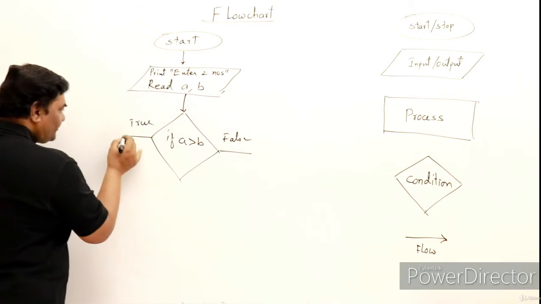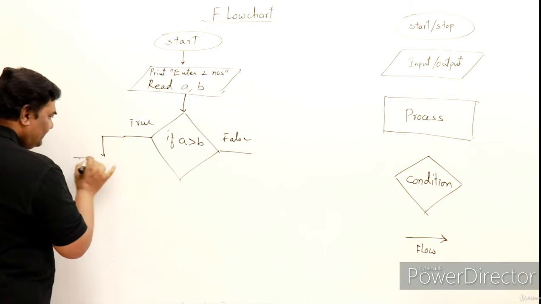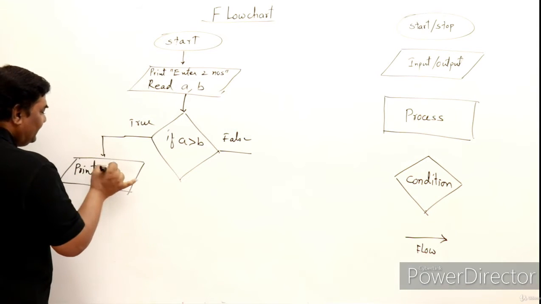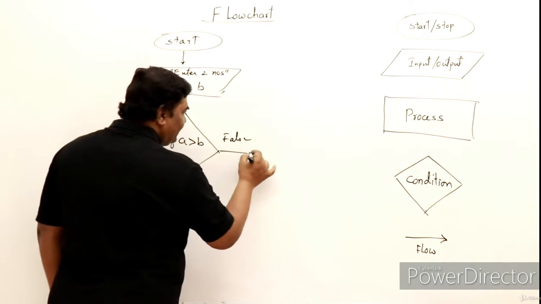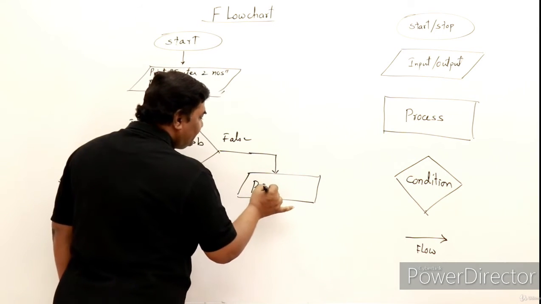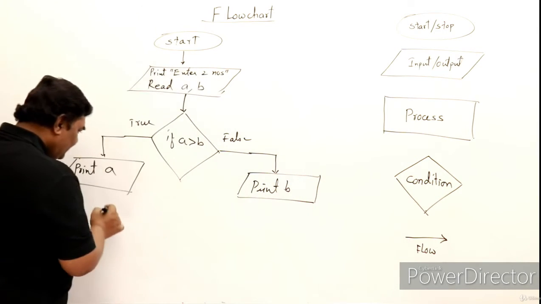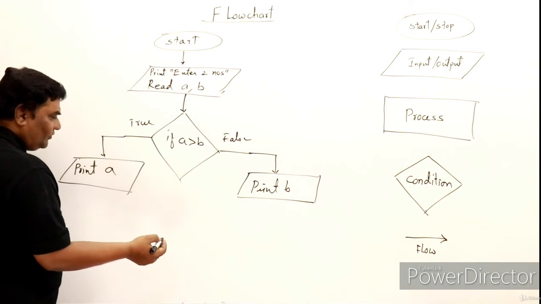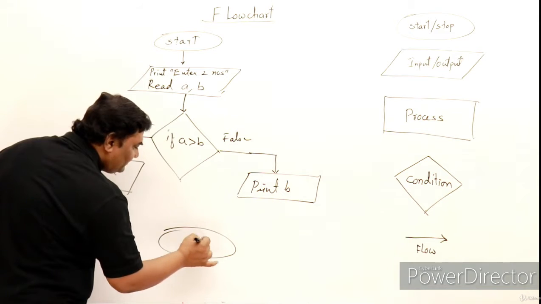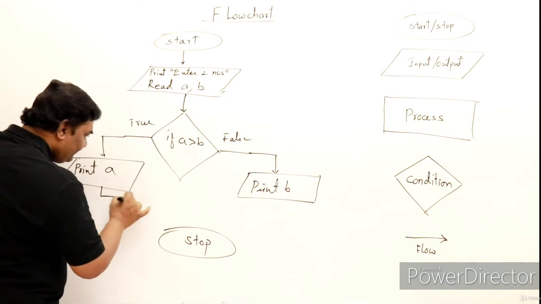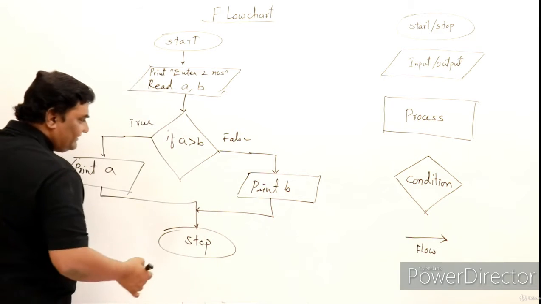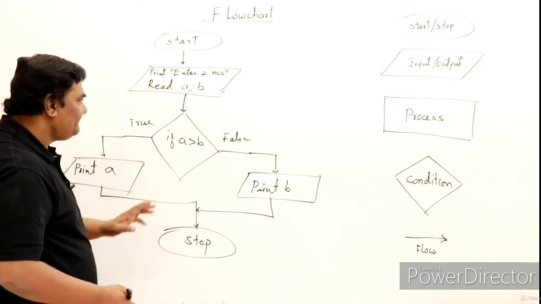So if it is true, then we will print the value A. Print A. Simply I will say A. Then here, false, print B. If it is not, then print B. Then what to do after this? That's all. This is over. Then finally it has to stop. So this will flow and come here, and this will join at this point. So this will also stop.